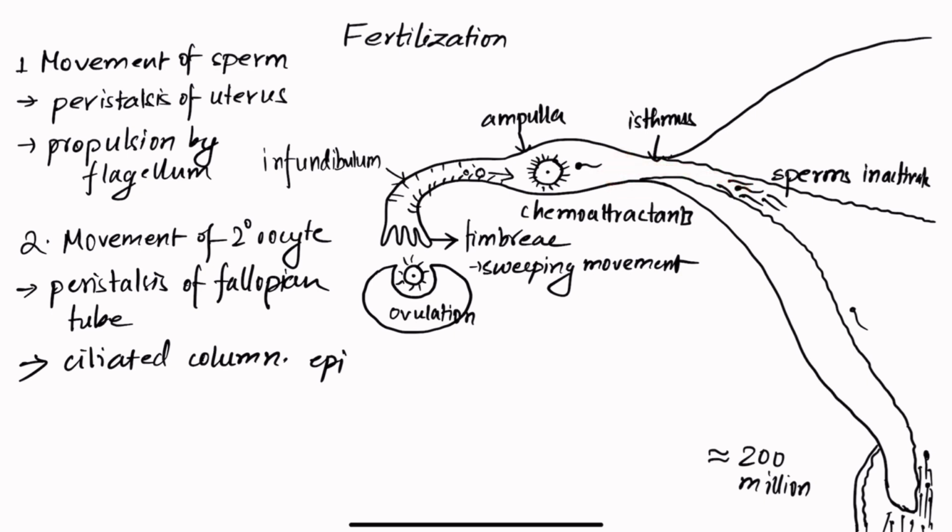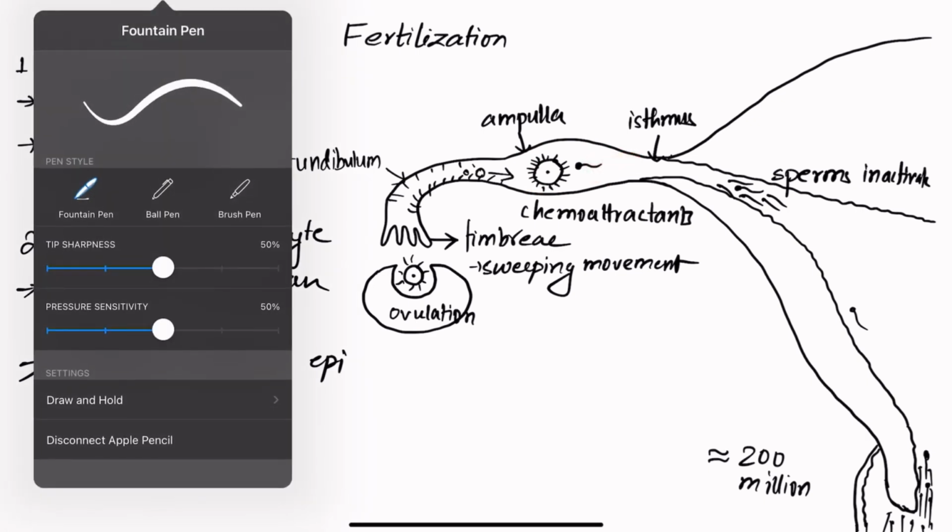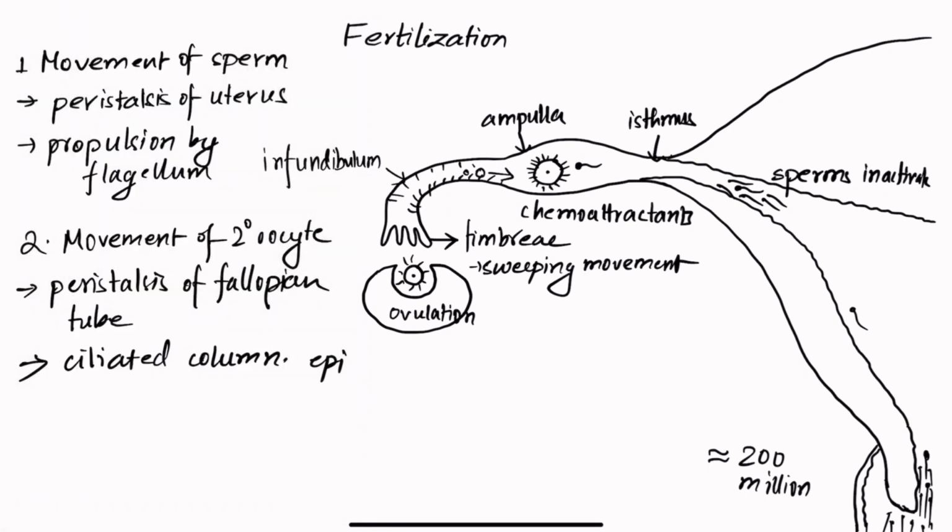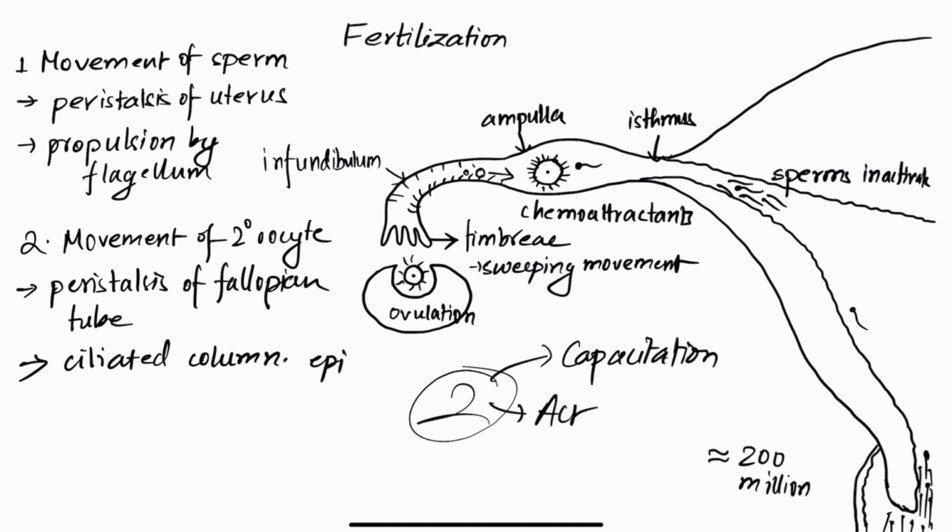Okay. Now finally the egg or the secondary oocyte and the sperm, they have reached the ampulla. At the ampulla, the sperm can't fertilize the egg yet because it is not ready physically. It goes through two different processes so that it can finally fertilize the egg, and they are number one, capacitation, and number two, acrosomal reaction.